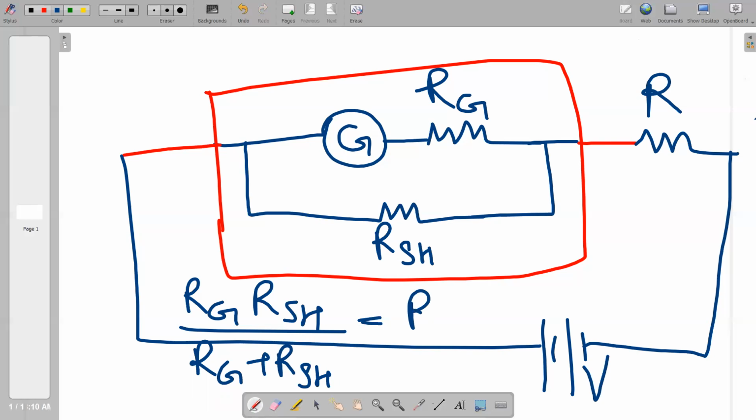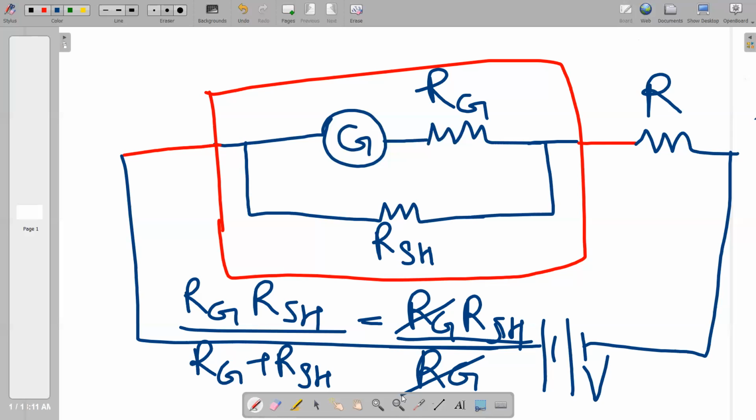So this becomes Rg times RSH divided by Rg only. In the numerator there is an Rg, in the denominator there is an Rg, we can cancel it out. And the effective resistance of the ammeter becomes the shunt resistance, that is RSH. And RSH is very, very small.